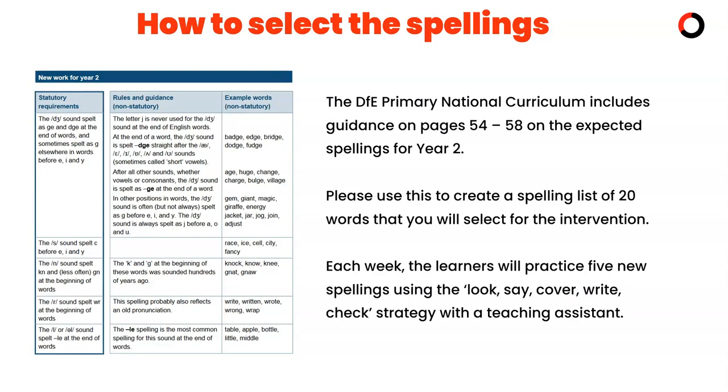So how to select the spellings. The DfE National Curriculum includes guidance on pages 54 to 58 on the expected spellings for Year 2, or you may have a list of these in your classroom. Use this to create a spelling list of 20 words that you will select for the intervention. Each week, the learners will practice 5 new words using this strategy with their teaching assistant, and in week 5, they will then consolidate all 20 words that they've learned.